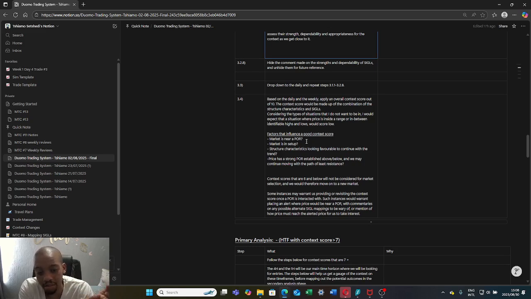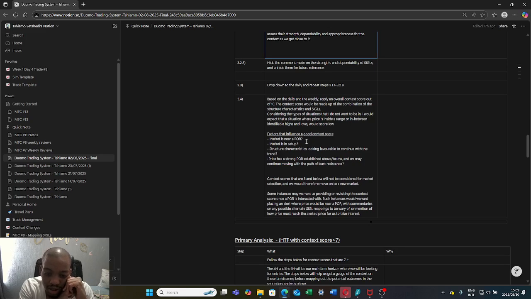Well, market in setup, yes. Structure characteristics looking favorable to continue with the trend, yes. Price structure has a strong path of resistance established above and below, and we may continue with the path of least resistance. Context scores that are 6 and below will not be considered for market selection and would therefore move to a new market. Some instances may warrant us revisiting the context score once the path of resistance is interacted with.